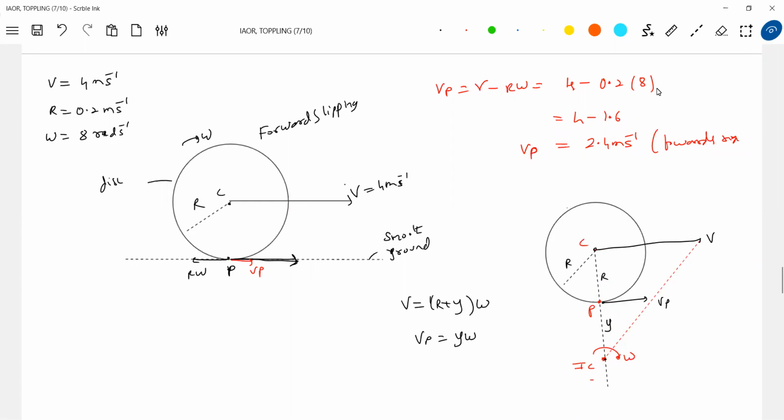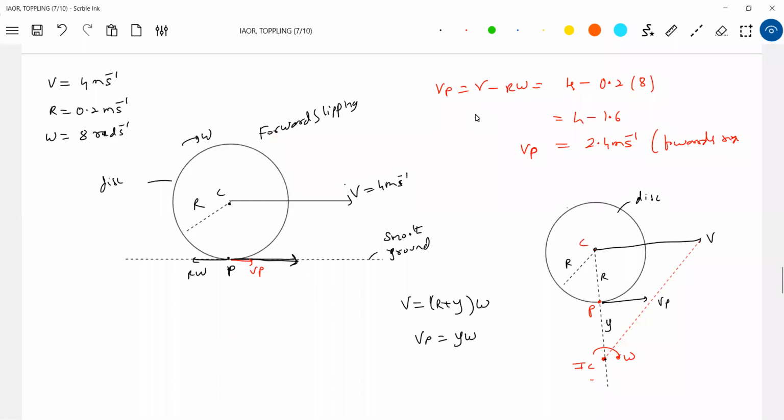So instant center, there's a disk, you can take it. Yesterday we discussed, you get the velocity of point C and the velocity of point P. What is the velocity of point P? We have calculated from here 2.4. So then what will happen? I'll draw a line joining the tails of the velocity vectors and the heads of the velocity vectors. They'll intersect at a point. That is the instantaneous center. So for a rigid body having forward slipping, it will not have the instant center at point P. It will have the instant center somewhere here.